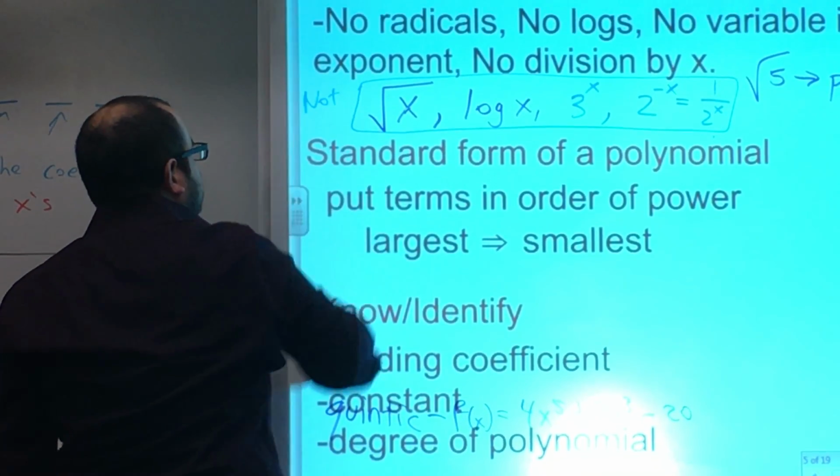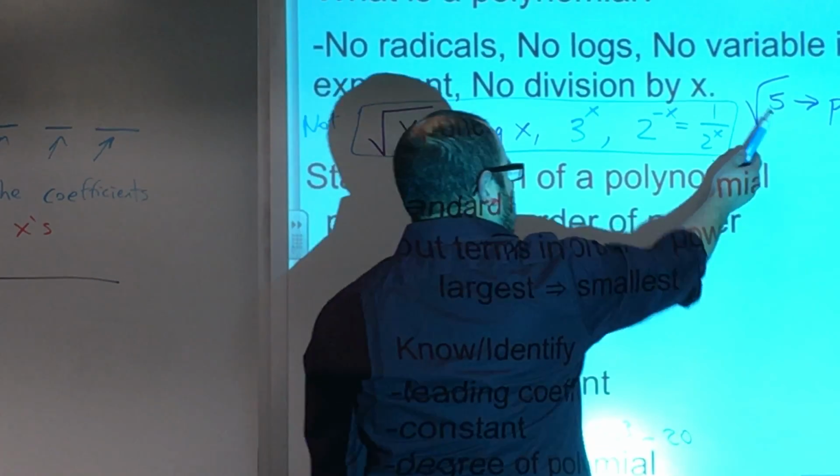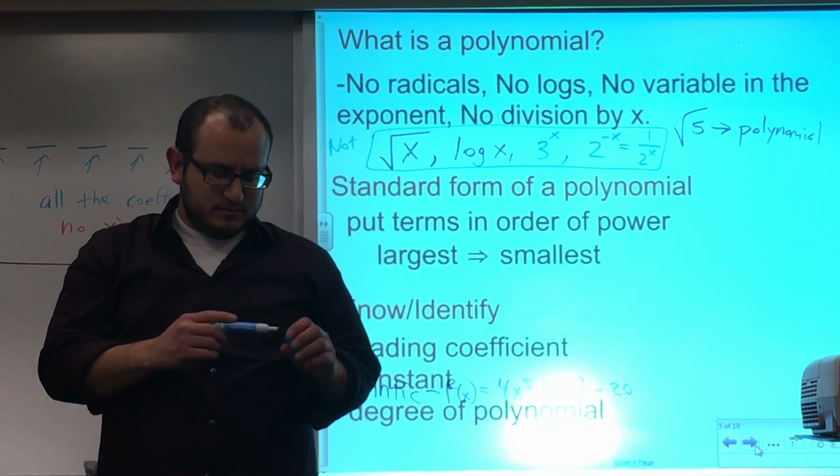Not. This one over here is a polynomial because radical 5 is just a number. Okay.